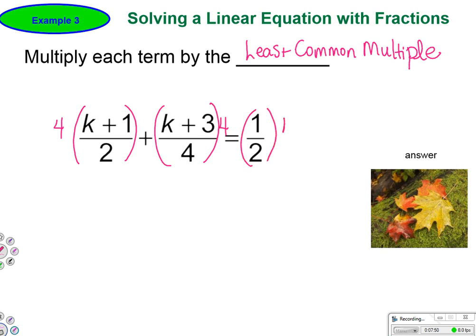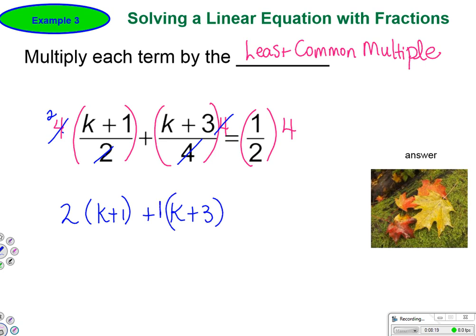And as long as I do it on each side the same, I haven't really changed the problem. I've kind of scaled it up, but I've scaled everything accordingly the same. So now 4 divided by 2 leaves me 2. And I'd have 2 times k plus 1. 4 divided by 4 leaves me 1. So I have k plus 3. I'll throw that 1 out there just so you can see that we talked about it. And 2 goes into 4 twice, so I end up with a 1 times a 2.